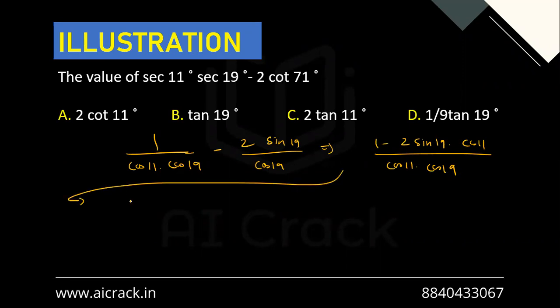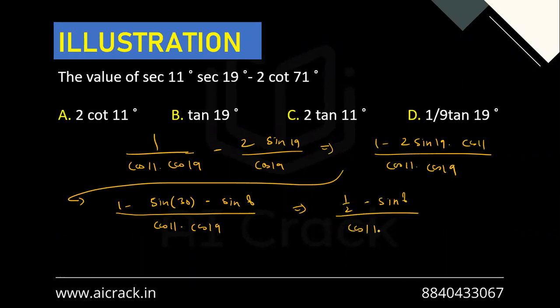Now this will give me 1 minus sine of a plus b, that would give me sine 30, minus sine of a minus b, that would give me sine 8, divided by cos 11 dot cos 19. Now what is happening over here? I can see that becomes 1 by 2 minus sine 8 divided by cos 11 dot cos 19. Now one can get stuck over here because there is a random angle, 8. We don't know the value of sine 8, right? And the other two angles are also not very promising.